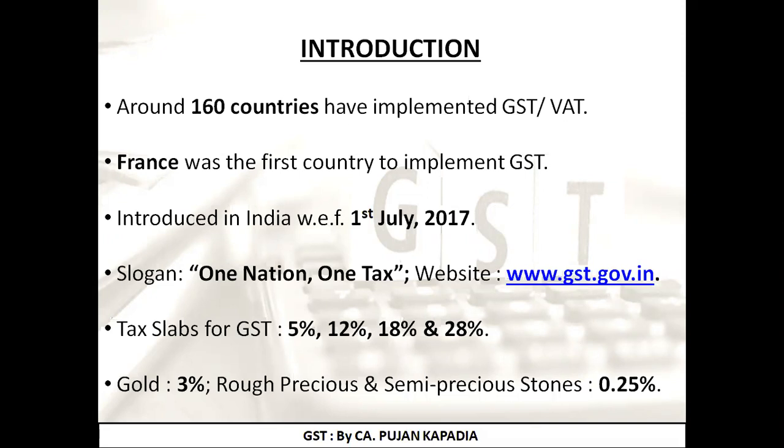France was the first country to start with GST. The slogan is One Nation, One Tax. When GST came into force in India from 1st July 2017, there are basically four slab rates, that is 5%, 12%, 18%, and 28%. But for certain specific goods like gold, it is 3%. For stones, it is 0.25%.